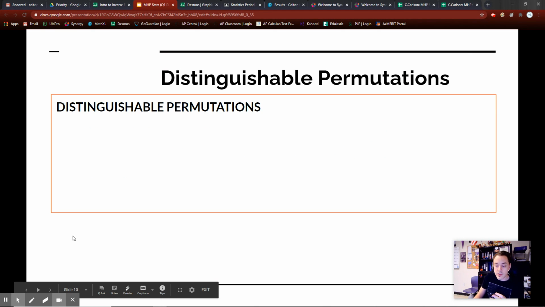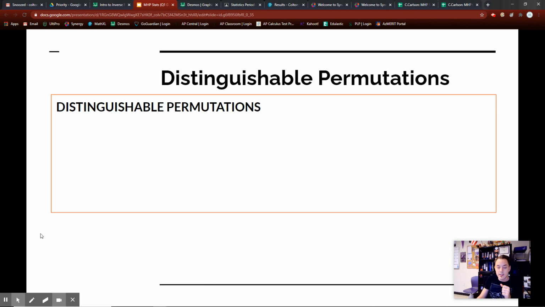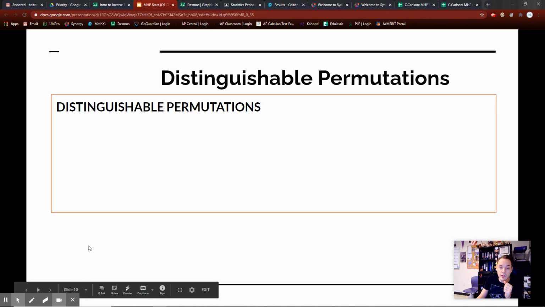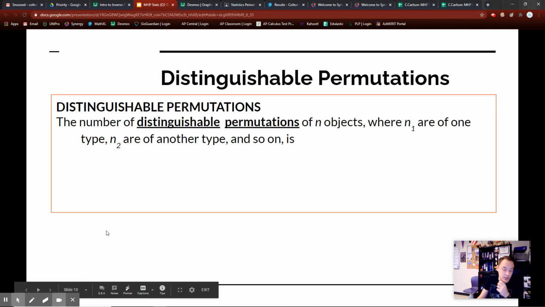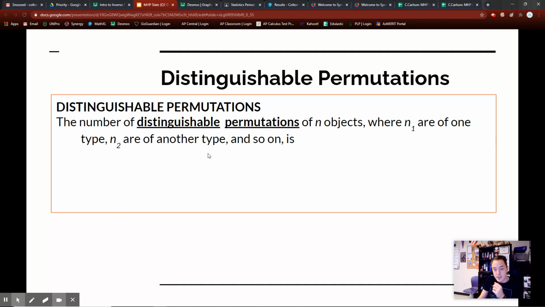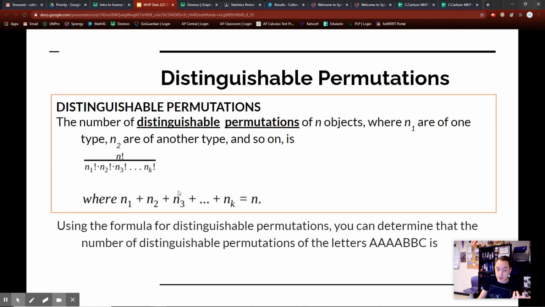Now, before moving on to combinations, which is the second part of the lesson, I'm going to be going through what we call distinguishable permutations. So distinguishable permutations are this: of n objects, where n sub 1 are of one type, n sub 2 are of another type, and so on. And this is your formula. Okay, that's our formula. Well, what does this mean, though? And that's really what we need to get at. Okay, so what if I have something like this?